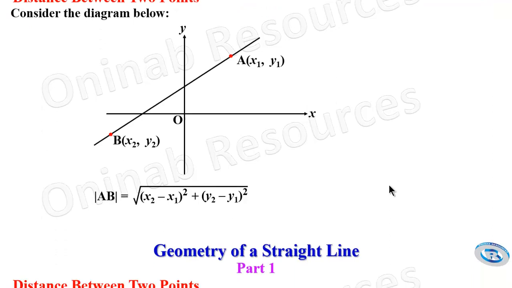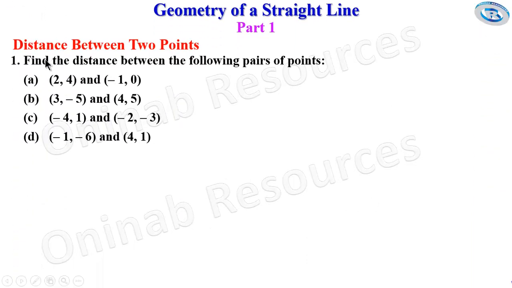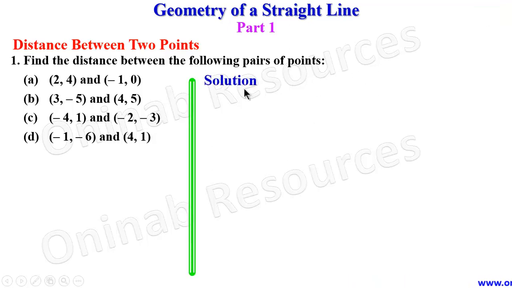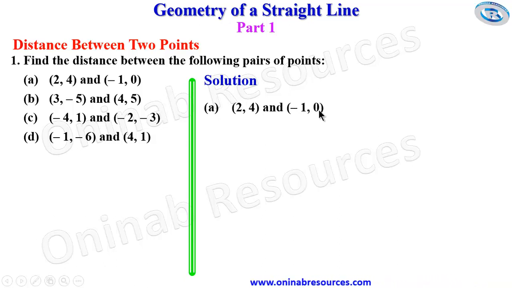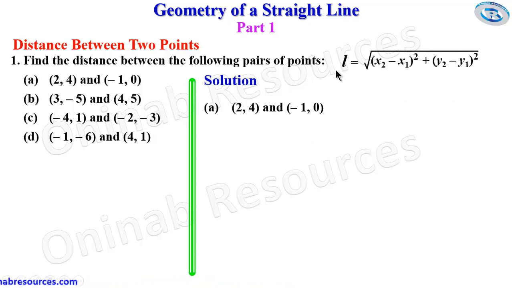So we have the first problem. Problem 1. Find the distance between the following pairs of points. So we pick the first problem, which is (2, 4) and (-1, 0). So we still remember our formula for calculating distance between 2 points. So what we'll do here now is to name the points. This is x1, y1, this is x2, y2. So calculating the distance, we call it L.